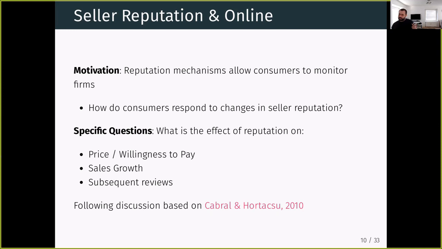Second, how does it affect sales growth? So, quantity sold over time. Third, does it affect subsequent reviews? Does one negative review start to bring about potentially a stream of negative reviews? The more of those you get, the worse your online reputation is going to be. And then you have to think as a firm, what might you want to do?